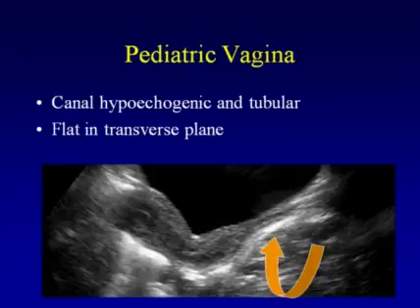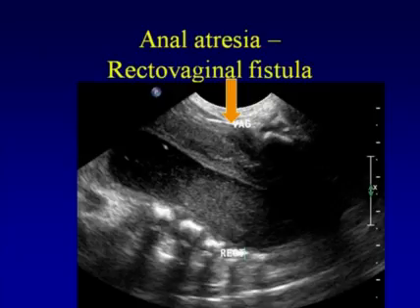There's not much to actually see in the vagina. It's hypoechogenic and tubular and looks fairly flat in the transverse plane. It should be relatively empty. In young infants, you may have anal atresia with a rectovaginal fistula, and you may see some echogenic material filling the vaginal canal in this scenario.